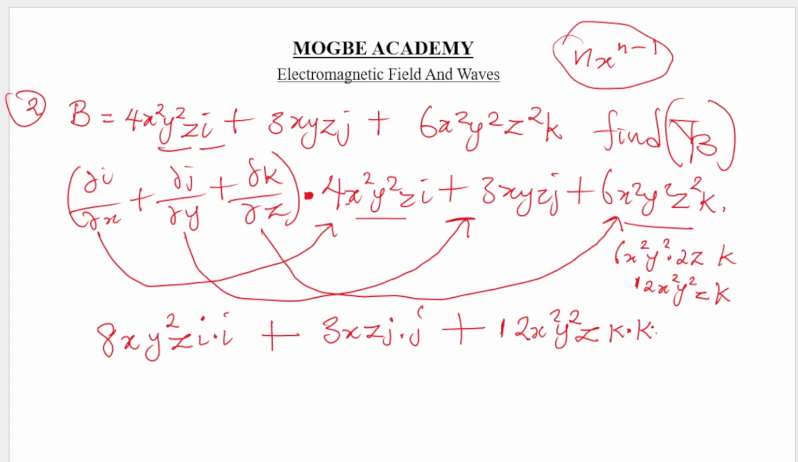Are we together? Now if you do that, this will give you 1. Everything here is 1. Everything here is 1. And everything here is 1, such that you have your final answer to be 8xy square z plus 3xz plus 12x square y square z.